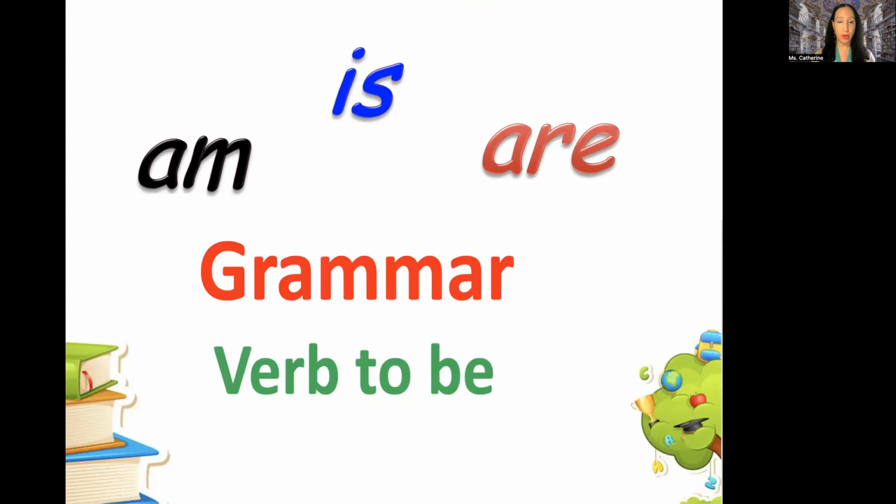So there are three ways to conjugate to be. Am, is, and are. Are you going to repeat after me? The verb to be, there are three of them conjugating: am, is, and are. Great.